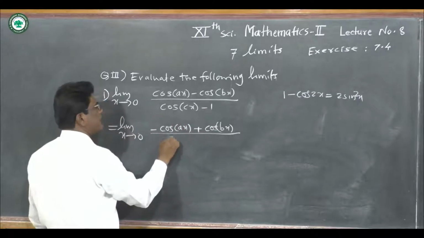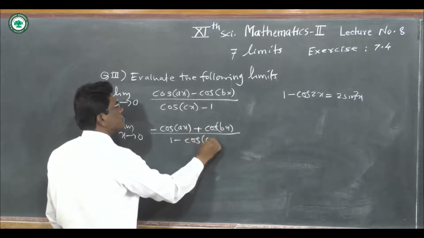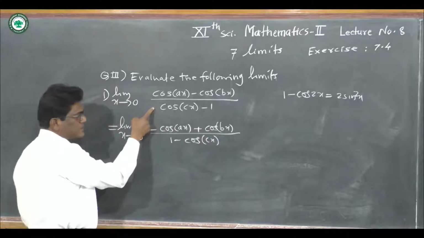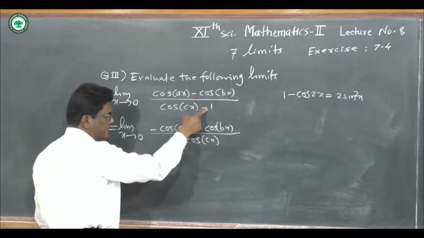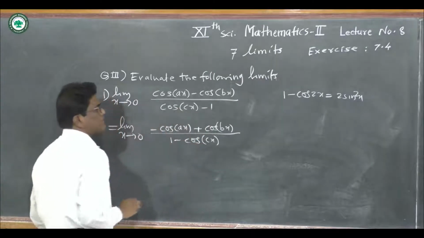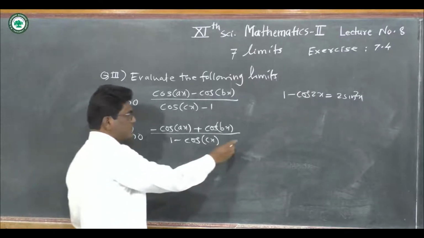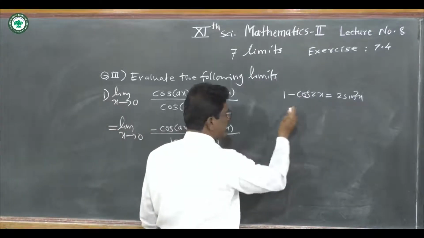So write 1 firstly and then cos of cx, so 1 minus cos of cx. We multiply by minus sign, so minus cos of cx, this minus minus plus 1. Write this plus 1 first and then this minus cos of cx. And now here 1 minus cos of 2x is 2 times sin square x.